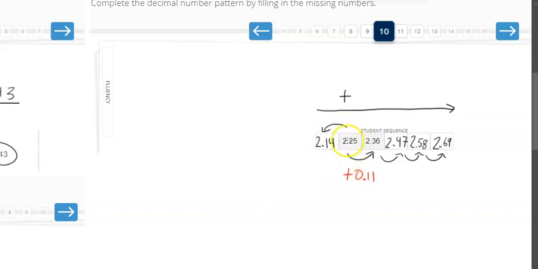Okay, so just be careful when you're finding the previous answer. Depending on which way from left to right the sequence is going, you have to consider what you have to do to get this previous number.